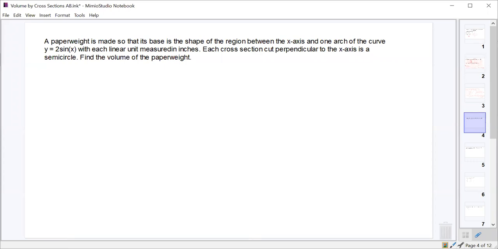This one's going to be a little more difficult. I'll give you guys a second to read it, and then maybe you can try to draw your picture. Maybe try and draw the picture on your own, and then we'll work through it together. Make sure your picture looks good.